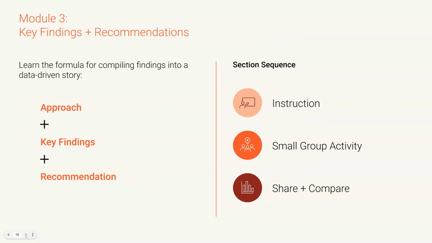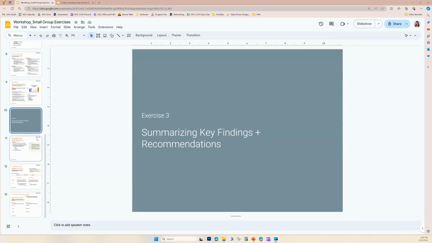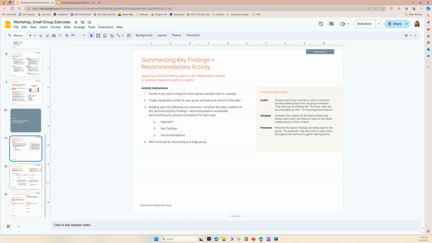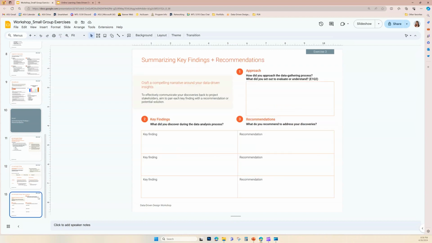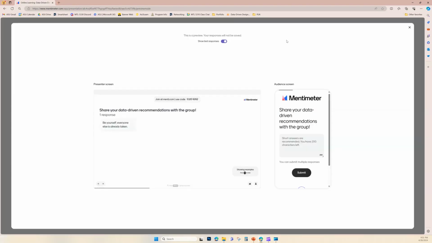In the final module, Key Findings and Recommendations, participants will learn the formula for compiling findings into a data-driven story, which entails combining their approach, key findings, and recommendations to create a data-driven solution. Students will break into their small groups to finalize the process, pulling together their findings within their worksheet to craft a data-driven recommendation. We will conclude the module with students sharing their statements in Mentimeter.